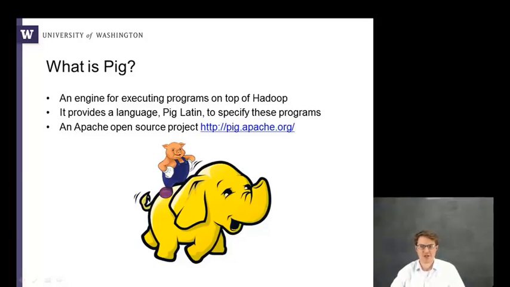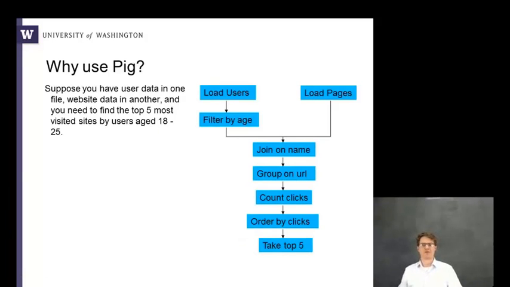Okay, and so why bother doing this? Well, if you're a MapReduce programmer and you're happy with MapReduce, why would you bother doing this? Well, suppose you have user data in one file and website data in another, and you need to find the top most visited sites by user in a particular age range. If you're thinking in terms of SQL, you can probably think about how to express this task as a query.